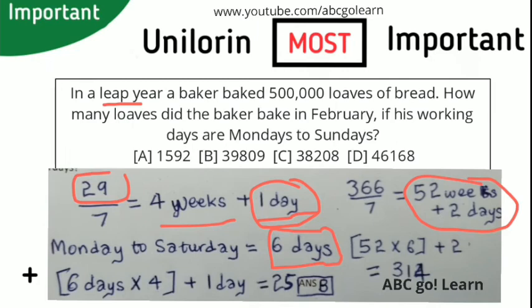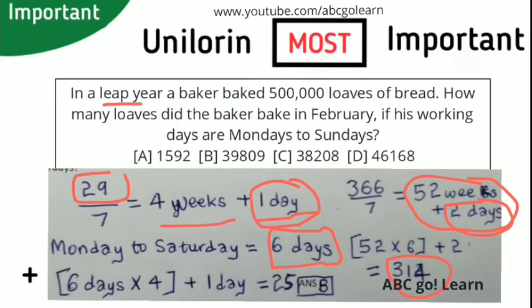So after doing this, the next thing you would do is, after you've gotten 52, you know that in a week he worked for 6 days instead of 7. So you would multiply these 6 days with 52 to get the number of days he worked in these weeks. After you've gotten that, just add these 2 days. After adding it, I got 314.